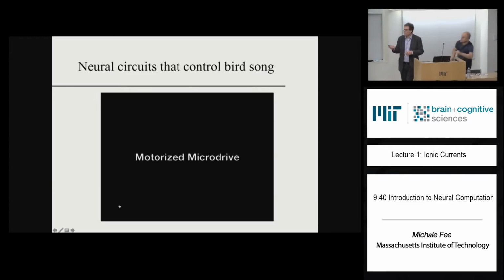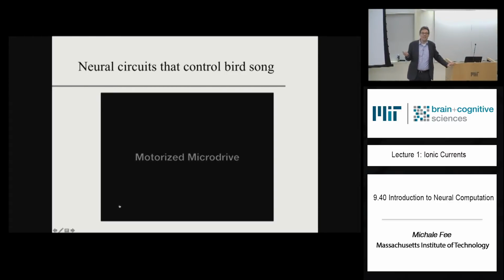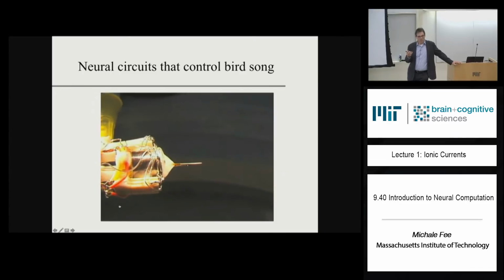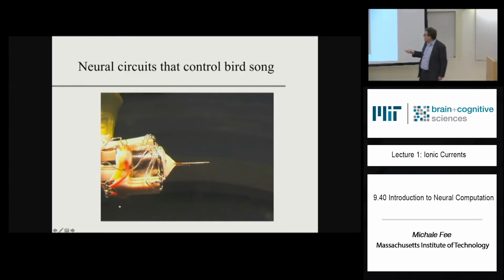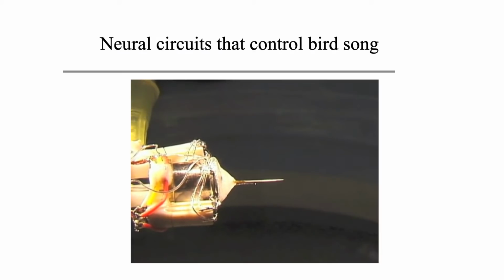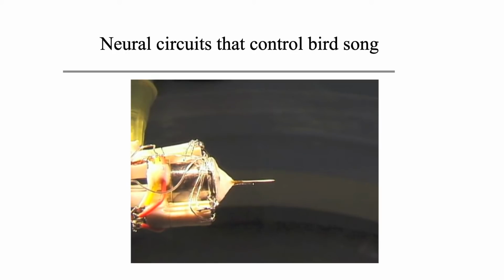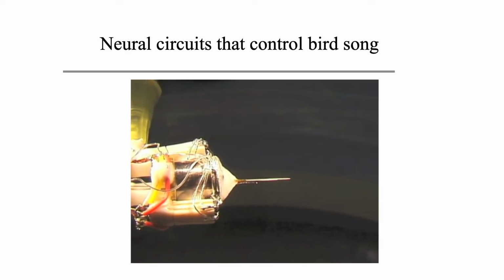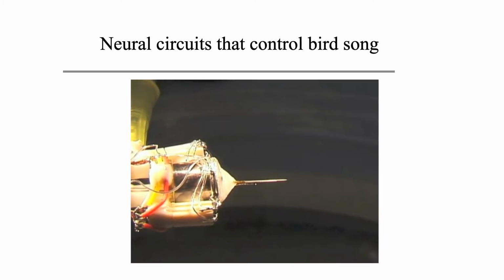Okay, so this is just a setup showing how we can record from neurons in birds while they're singing and figure out how those circuits work to produce the song. This is a little microdrive that we built. It's motorized so that we can move these electrodes around independently in the brain and record from neurons without the animal knowing that we're moving the electrodes around and looking for neurons.